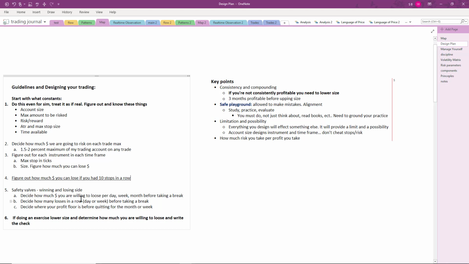For a day trader it's different. For a swing trader it's different. If you're day trading, generally, I get a couple stop outs, 2-3 stop outs, yeah, I'm done for the day. That kind of thing. You need to set these safety valves. If you've got a few in a row, you're obviously leaning the wrong way someplace, and you don't want to keep destroying yourself. So you can write this down. How much per day? How much per week? You design it. You can also say how many losses in a row, day or week, before taking a break.